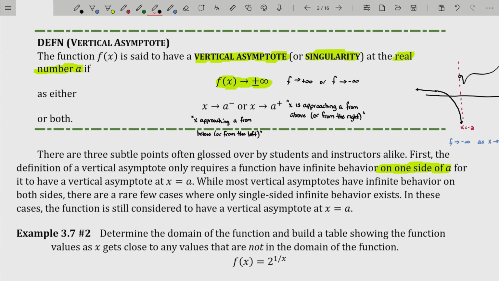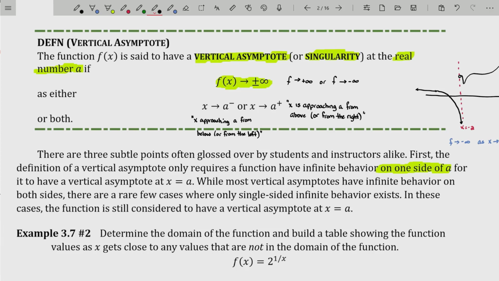And I'll finish reading out this statement here. While most vertical asymptotes have infinite behavior on both sides, and that's very true, I would say 99% of them that you see in a math course have infinite behavior on both sides, there are a few rare cases where only a single-sided infinite behavior exists. In these cases, the function is still considered to have a vertical asymptote at x equals a. So this is the first subtlety.